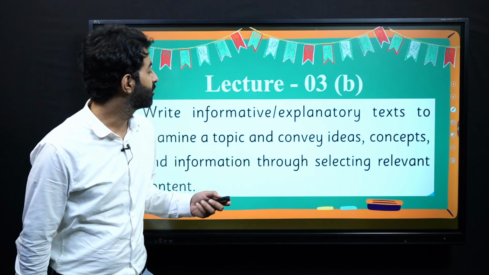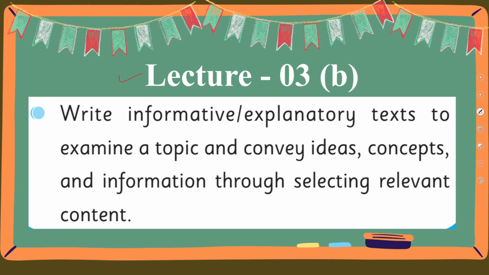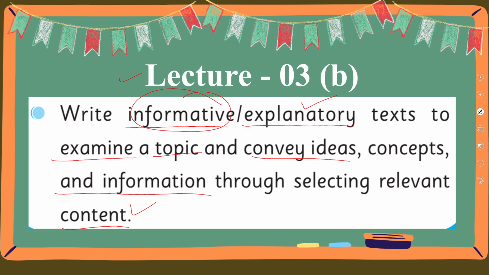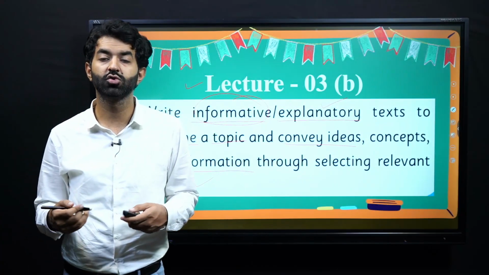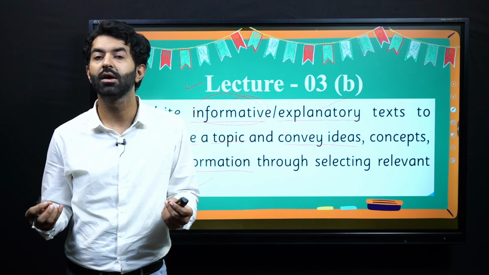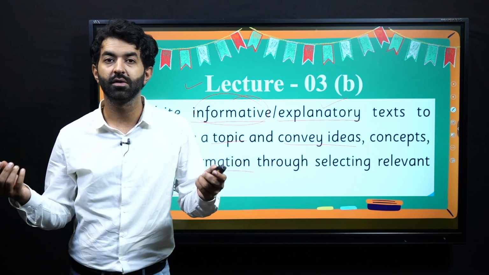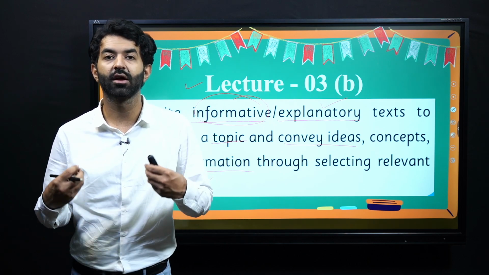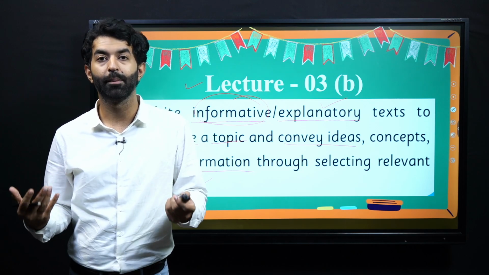Next up, we have our lecture 3B, and this is about the writing competency. We will write informative or explanatory text to examine a topic and convey ideas, concepts, and information through selecting relevant content. The major type of writing that we will discuss is informative or explanatory text, how it is used to convey ideas, and how we can write informative text. We will see the different variations of an informative text, like informative reports, etc., for better understanding.